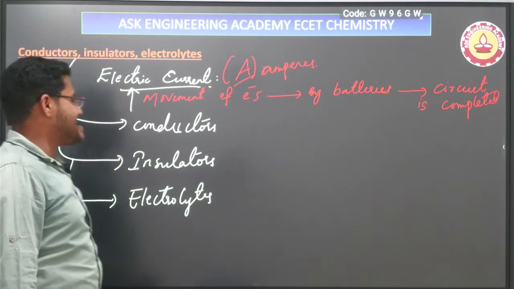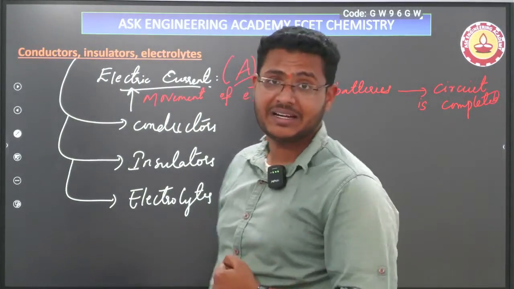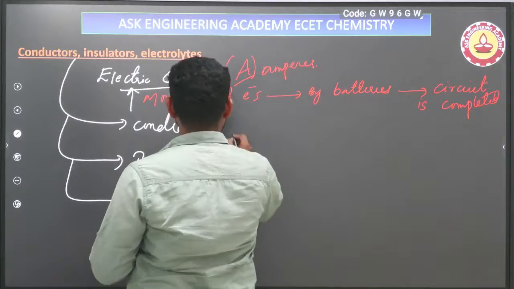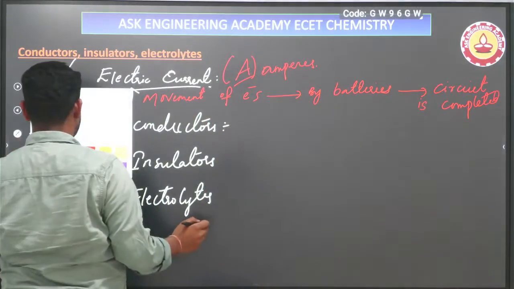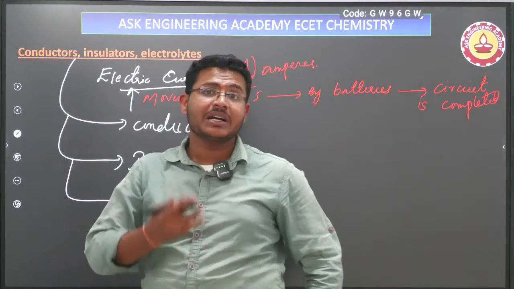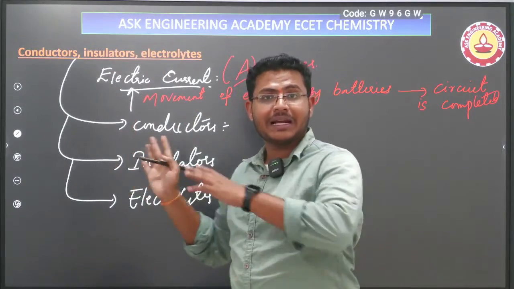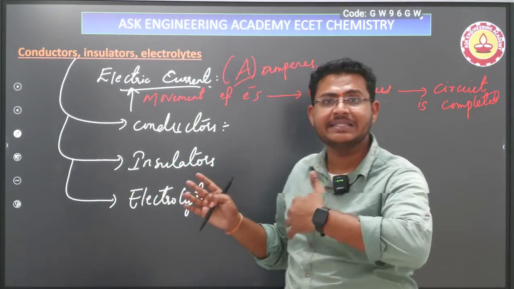So these are the three substances that can be classified based on the ability to carry electric current. Now, the first classification is conductors. What are conductors? Conductors are the substances that allow the electric current to pass through them. That means conductors, ఏంటంటే వాటి నుండి electric current ఈజీగా పాస్ అవుతుంది.